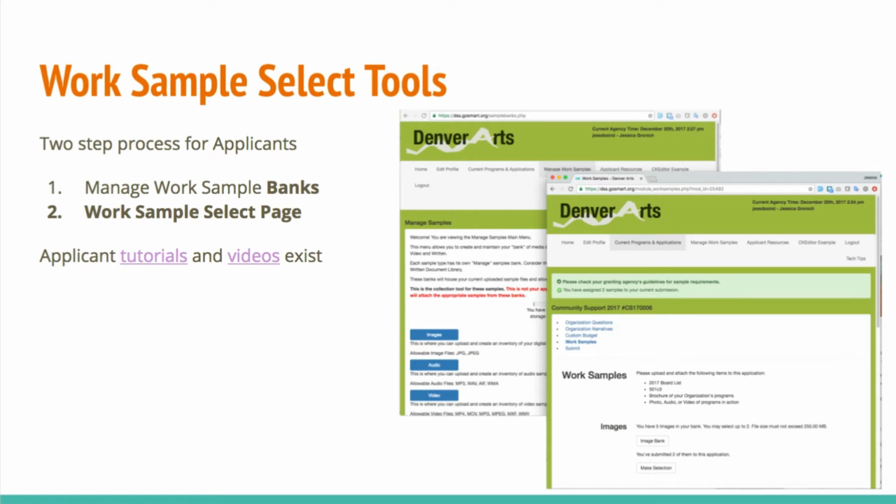All right. And then just briefly want to remind you that though what we just talked about was the two steps for the admin, the two-step process for the applicants is going to be uploading items to that Manage Work Sample bank, and then second, attaching it on this page that we're looking at here. So again, it can be sort of daunting for newer applicants, and so we have tutorials and videos that walk them through using specifically this tool.